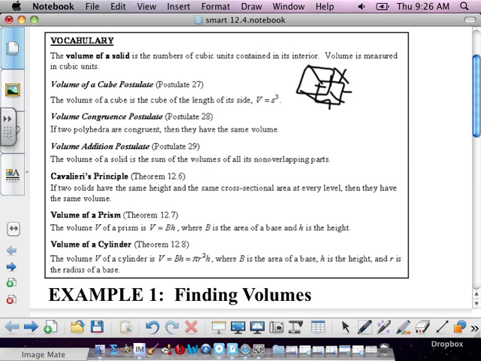I don't know how to pronounce this guy's name. Cavalieri's principle, we'll call it. If two solids have the same height and the same cross-section, remember we talked about cross-section, it's where you cut it, then they have the same volume.